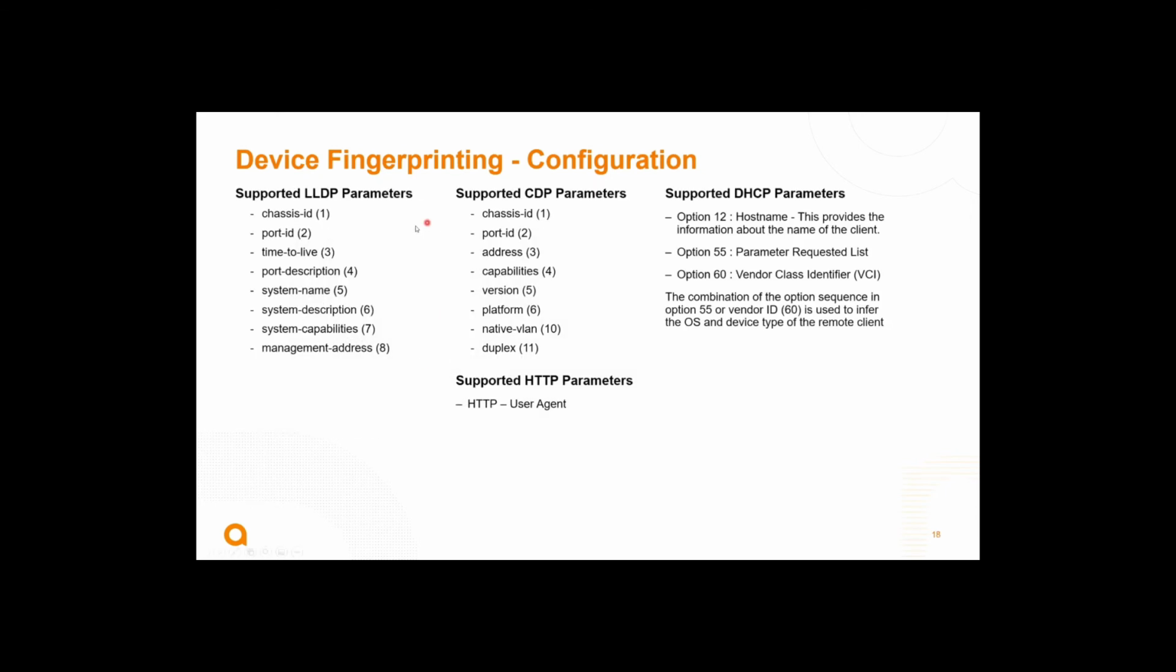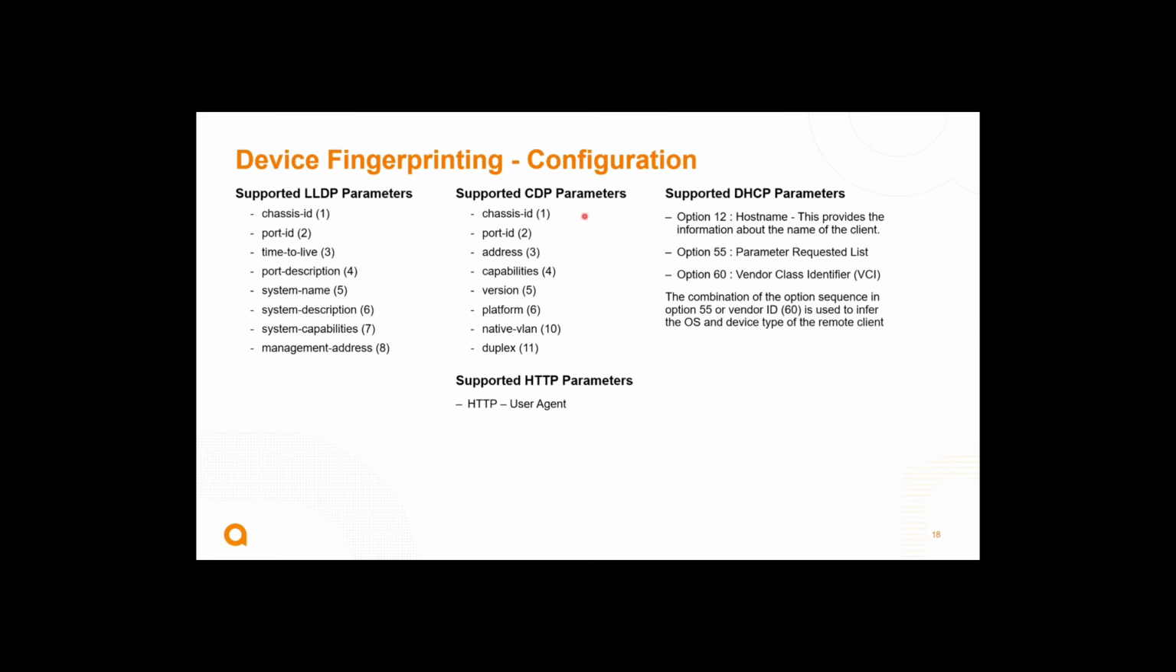Supported LLDP parameters currently are the chassis ID, port ID, time to live, port description, system name, system description, system capabilities, and management address. For CDP, it's chassis ID, port ID, address, capabilities, version, platform, native VLAN, and duplex.